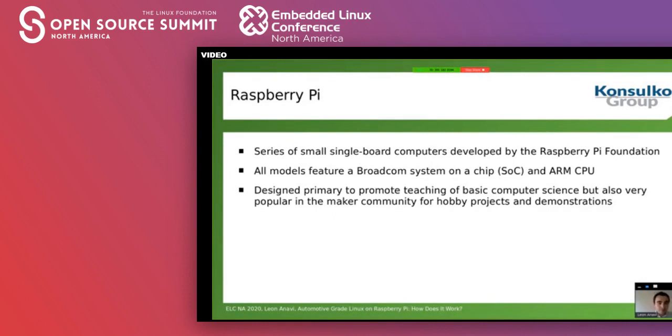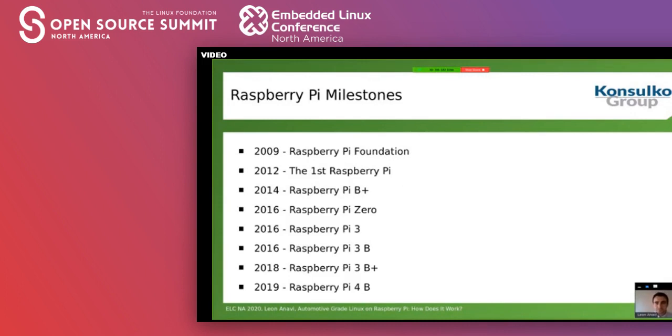And by the way, the Raspberry Pi Foundation is providing a desktop distribution, which I'm sure everyone here knows, Raspbian. However, it's a very different distribution compared to AGL, and in the next slides you see the major differences. A few milestones about Raspberry Pi, important dates.